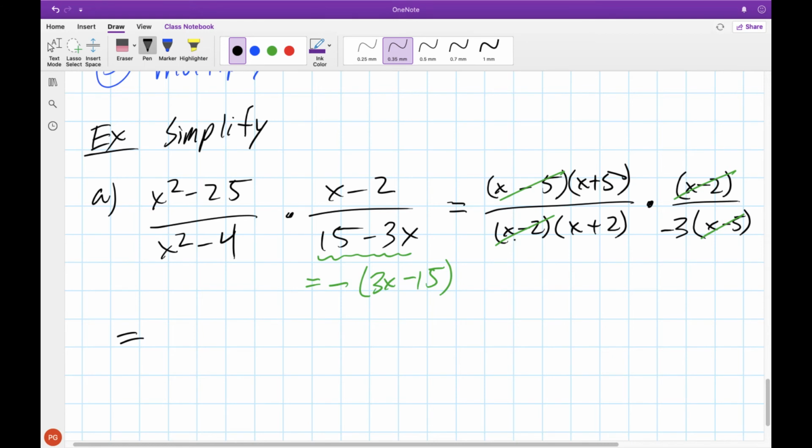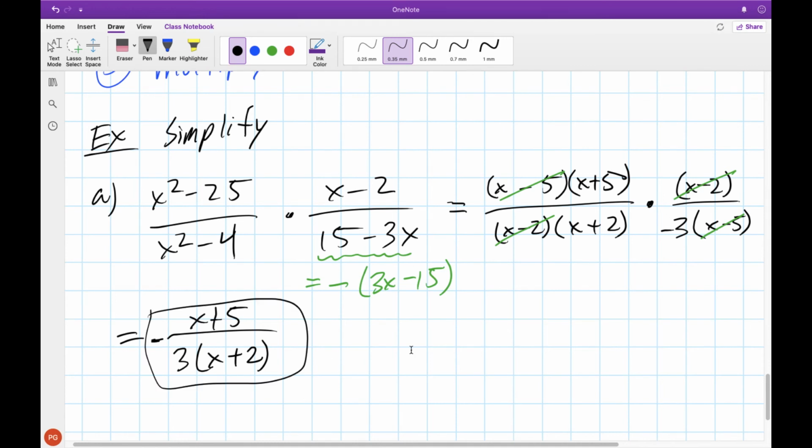The only thing we have left on the top is x plus 5, and then on the bottom we have x minus 2 times -3, and on the bottom we have -3 times x plus 2, and if you'd like you can move this negative sign, instead of being on the bottom, you can move it right next to the fraction. That's typically where it's put. So that's our final answer.